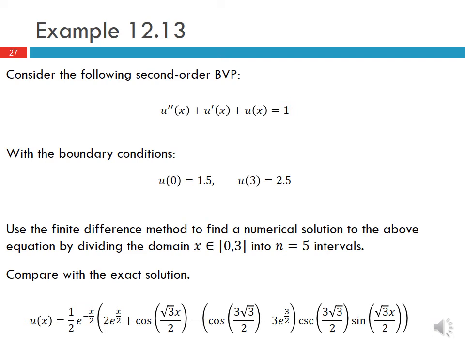So let's take a look at another example. Here we have a second order boundary value problem with boundary conditions u at 0 is equal to 1.5 and u at 3 is equal to 2.5. We want to use the finite difference method to find a numerical solution using n is equal to 5 intervals, and then compare with the exact solution, which is given as shown here.